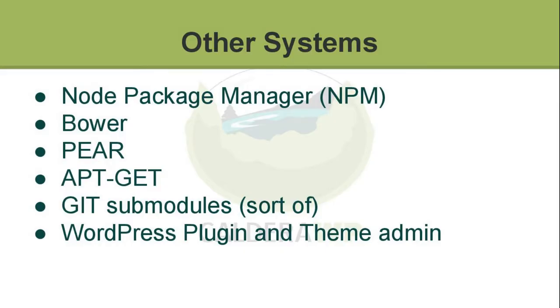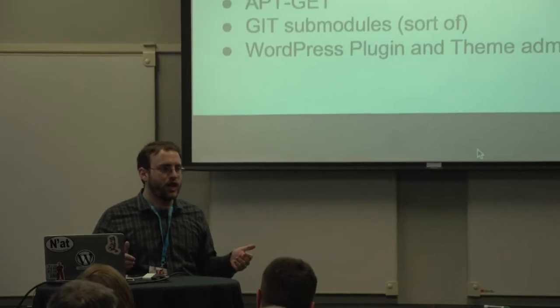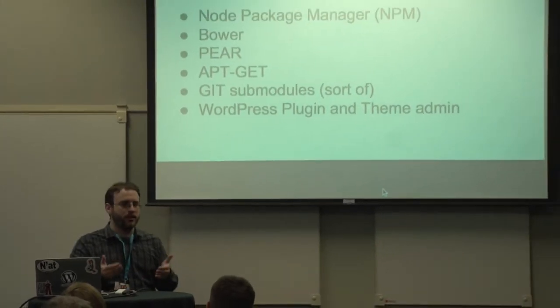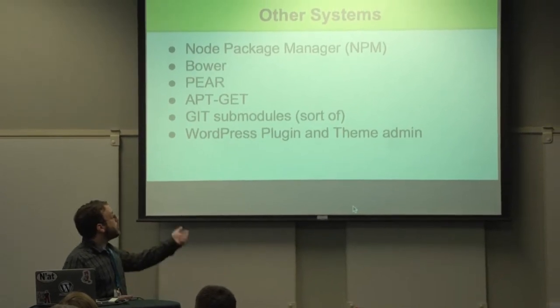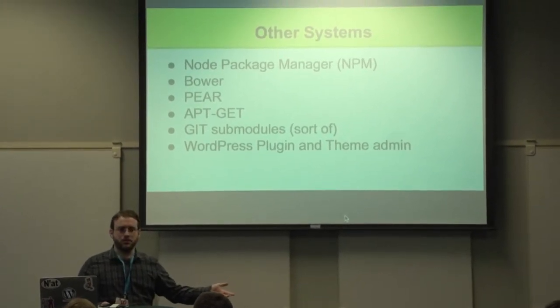Git submodules are sort of a dependency management system, but they suck, so whatever. But they can work in this way. And let's not forget the WordPress plugin and theme admin system. That's a dependency management system. And in a lot of cases, it's good enough. Let's not forget that that's an option and that we don't always need to go down this route. But also it helps you conceptualize what a dependency management system does.